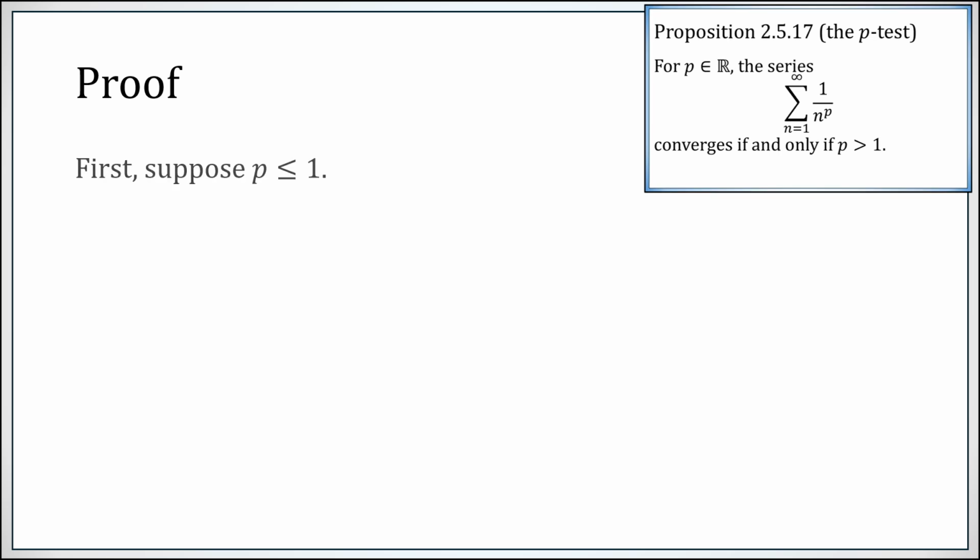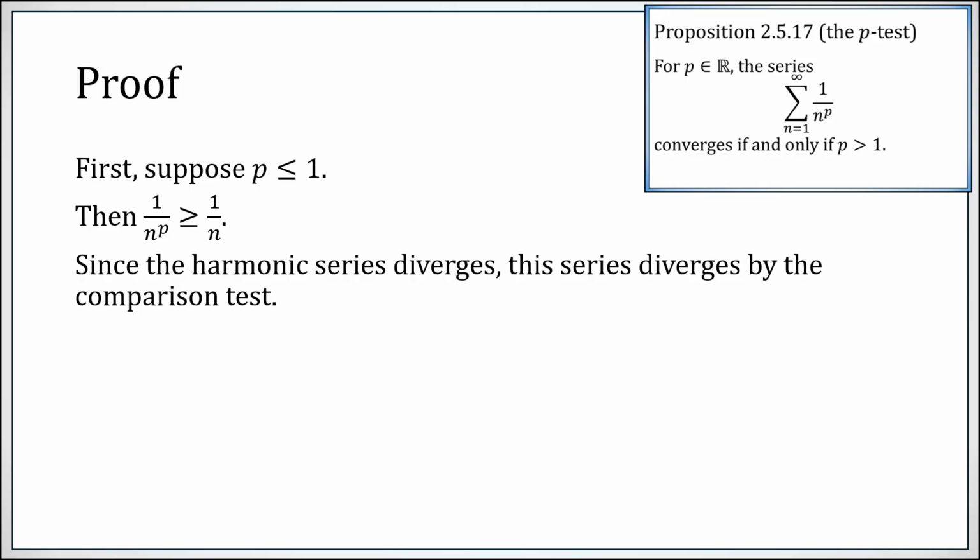Okay, let's prove it. First, let's suppose p is less than or equal to 1, in which case we are trying to establish that this series will not converge. Well, if p is less than or equal to 1, then n to the p is less than or equal to n. In other words, 1 over n to the p is greater than or equal to 1 over n. The harmonic series of 1 over n diverges. So we have two different non-negative series. This one, when you add it all up as a series, diverges. So by the comparison test, this one is even bigger. It also diverges. So proof half done.